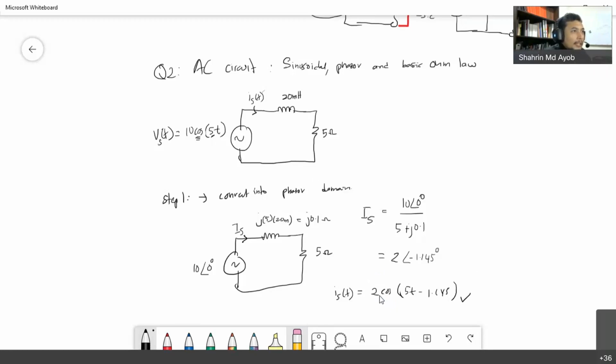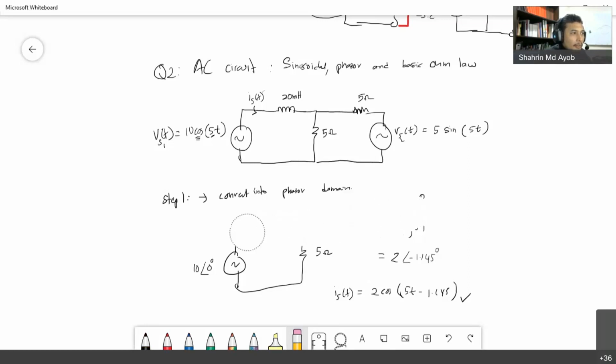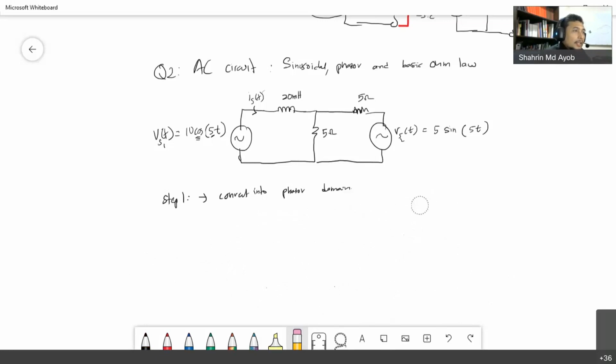But for example, you are given a circuit with a resistor, another 5 ohm, and another voltage source, maybe this one is VS1 and this one is VS2, 5 sine 5t. So which one to follow? The first step is to convert into the phasor domain. But since this involves two voltage sources with different functions, you need to convert either one into cos or sine. The rule is that both must be in the same function.